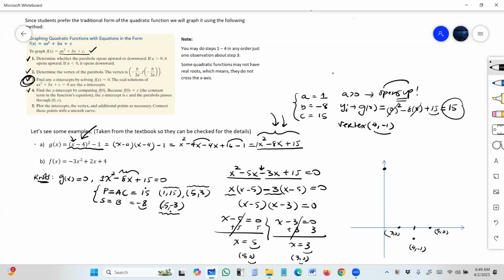Now remember that there's an axis of symmetry going through the vertex. So this is the vertex right here, and here's the axis of symmetry. Now I have to trace a line through these points. You do the best you can, and here is your parabola.